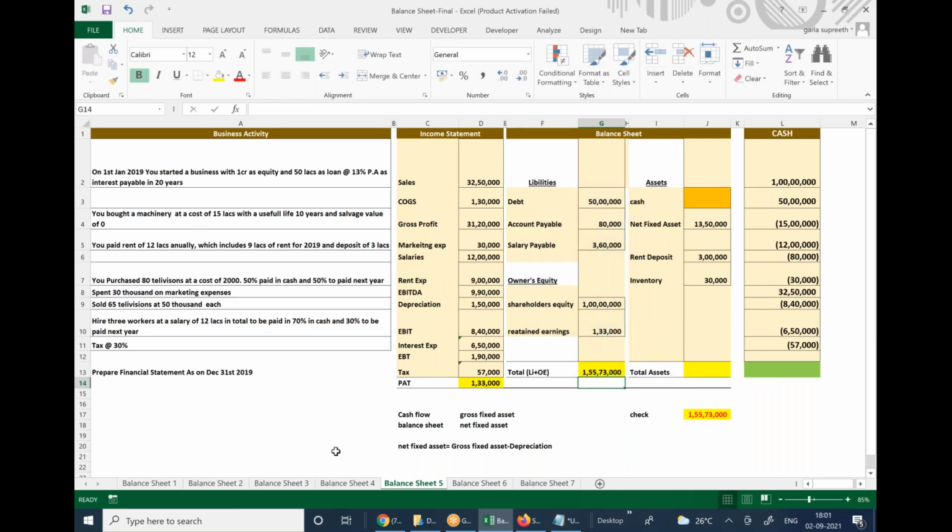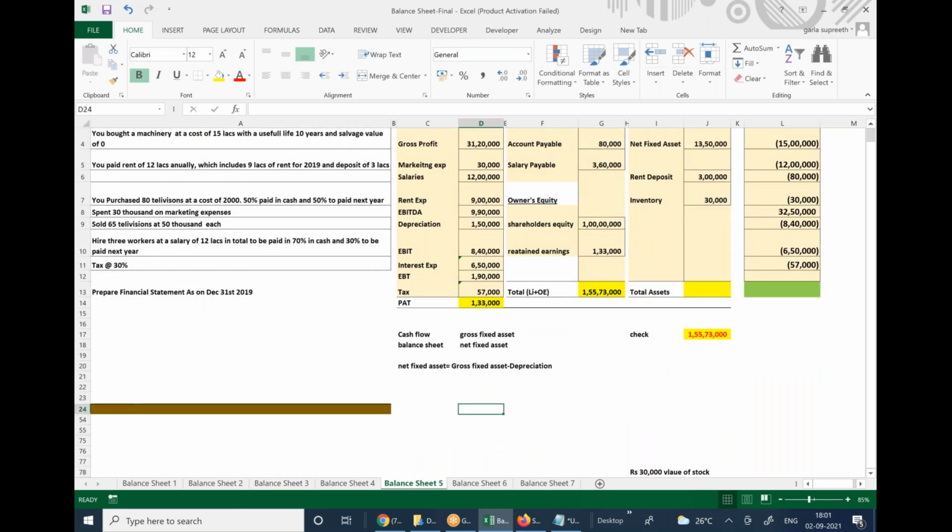Please explain EBITDA once again. So that means you're not practicing the previous classes. What is the formula for income statement? EBITDA is equal to gross sales minus OPEX. This is what we taught you in the income statement. What do you mean by OPEX?